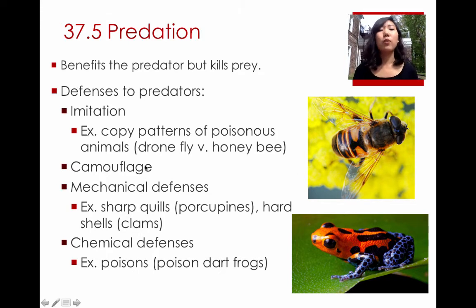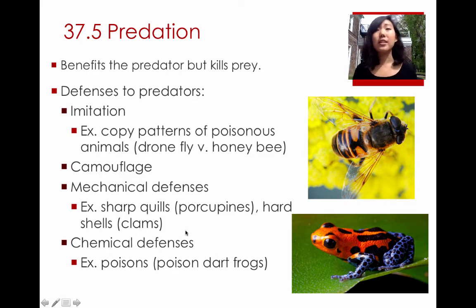Camouflage is just when a prey looks like its environment, so it's difficult for the predator to find it. There are different kinds of mechanical defenses. Mechanical is just like the physical defenses it has. There are quills that porcupines have. Clams have very hard shells, so it's hard to open them and eat the insides.